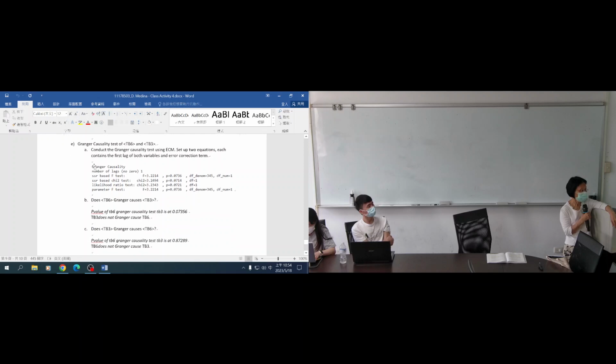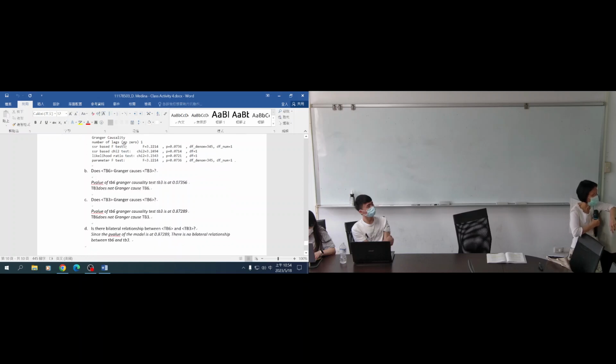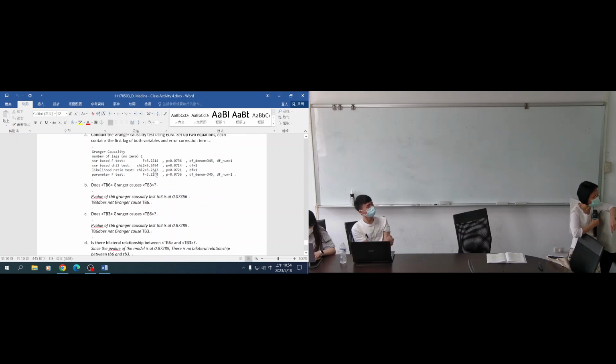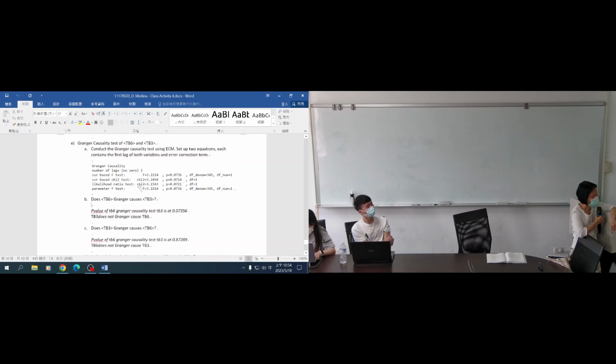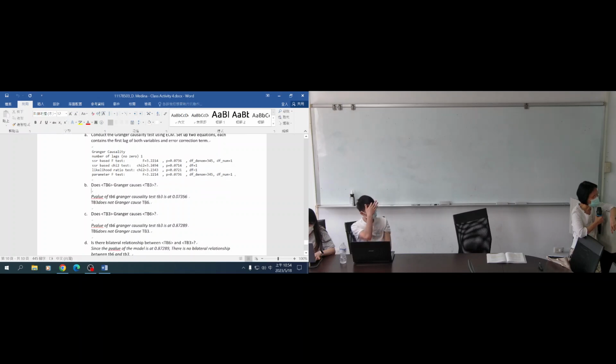So I did the Granger causality on TB6 to TB3 and then TB3 to TB6. These are the results. So the p-value for the F statistic is 0.07. So you just have one lag? Yes, Professor, since I thought the first lag means lag 1. So I just did lag 1. The p-value for the F statistic is 0.07, higher than 0.05.